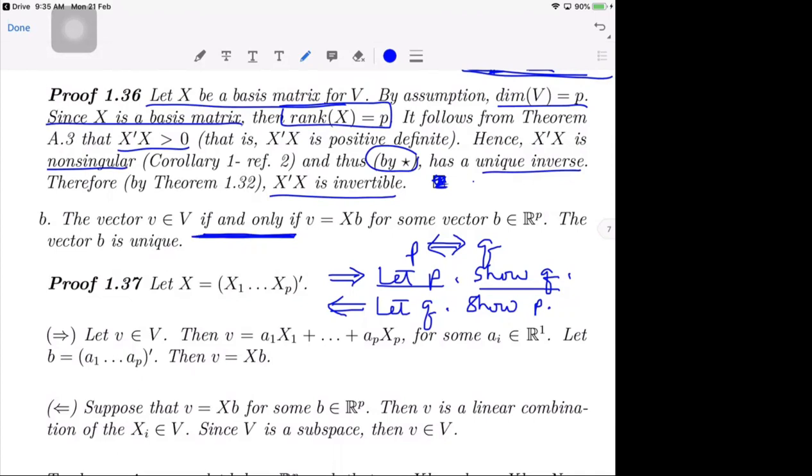So in this direction, let P, then show Q. In this direction, let Q, and then you show P. So let v be in V, a vector in your subspace V, if and only if you can write v of this form, X beta, for some vector b in R^p. And this b here is unique.